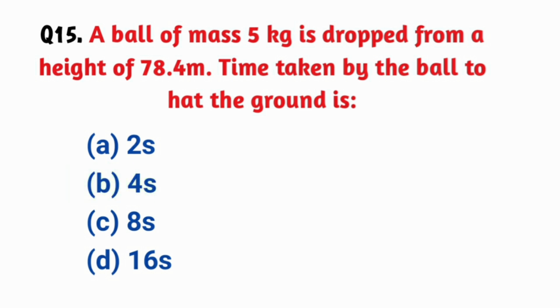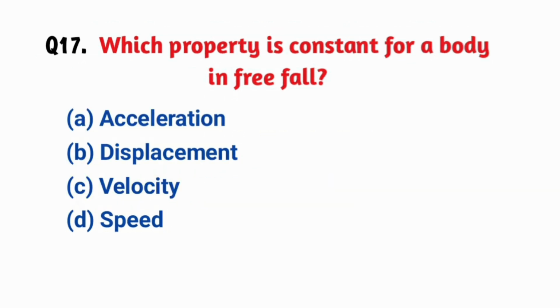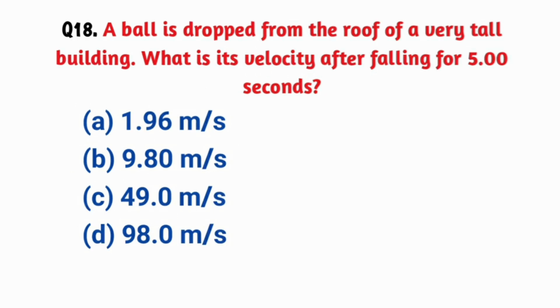Option B is correct. A feather and lead ball are dropped from rest in vacuum on the moon. The acceleration of feather is. Option B is correct. Which property is constant for a body in free fall? Option A is correct. A ball is dropped from the roof of a very tall building. What is its velocity after falling for 5.00 seconds?